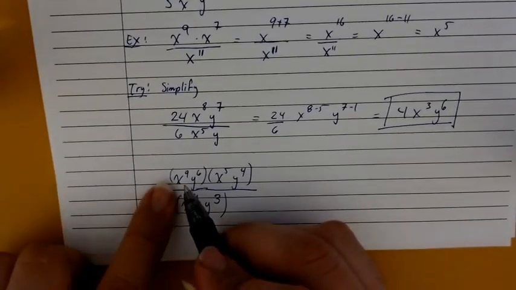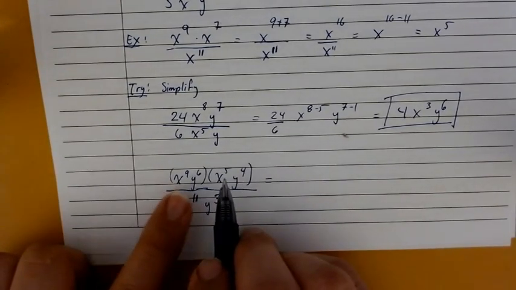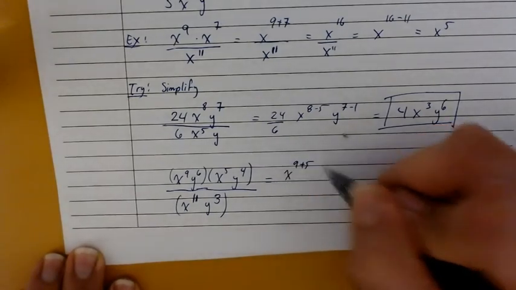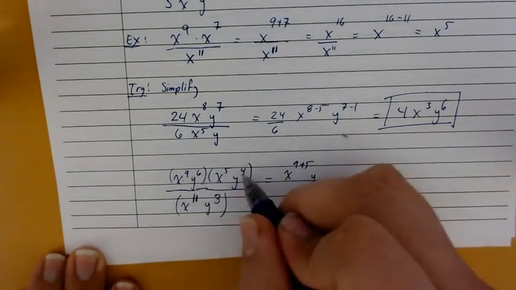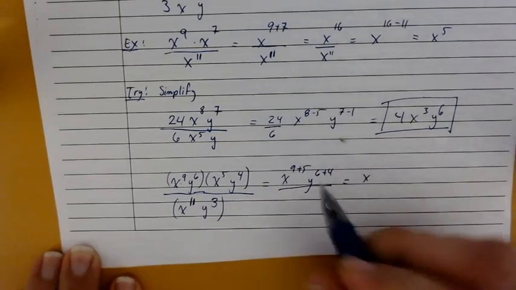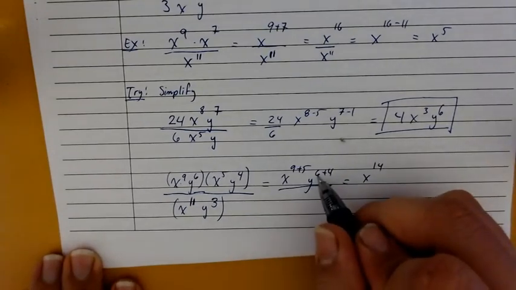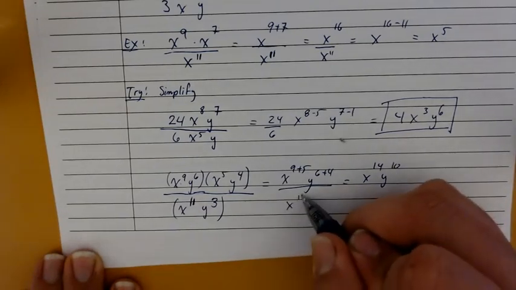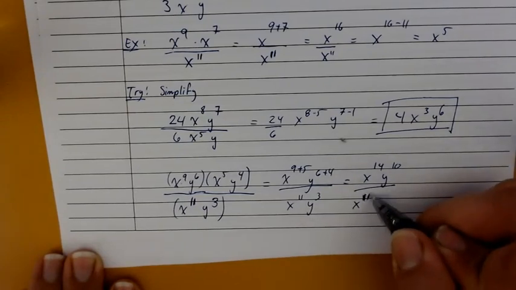This one, notice we can go ahead and do the top. And when you multiply these expressions, you're going to add their powers together. So this is going to give us x to the power 9 plus 5. And this is going to give us y to the power 6 plus 4, which is x to the power, well, let's see, 9 plus 5 is 14. And y to the power 6 plus 4 will give us 10. But now, you're going to divide that by x to the power 11, y to the power of 3.